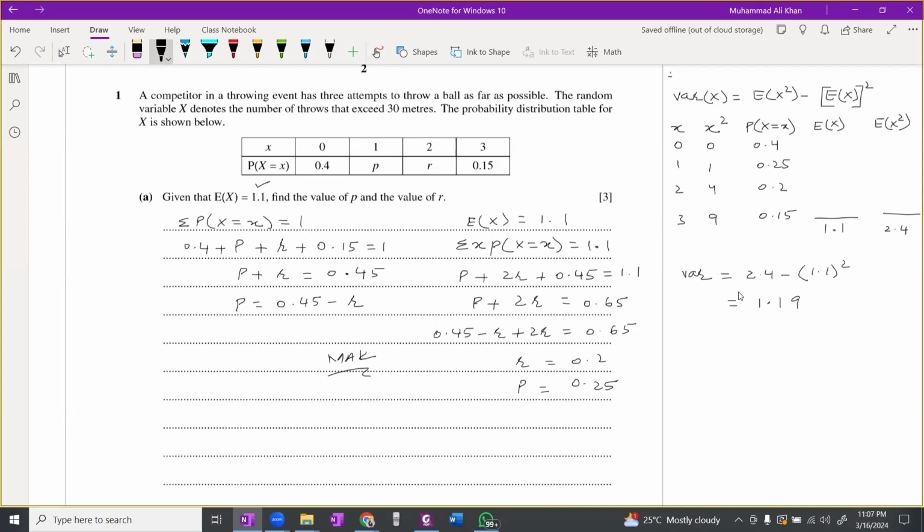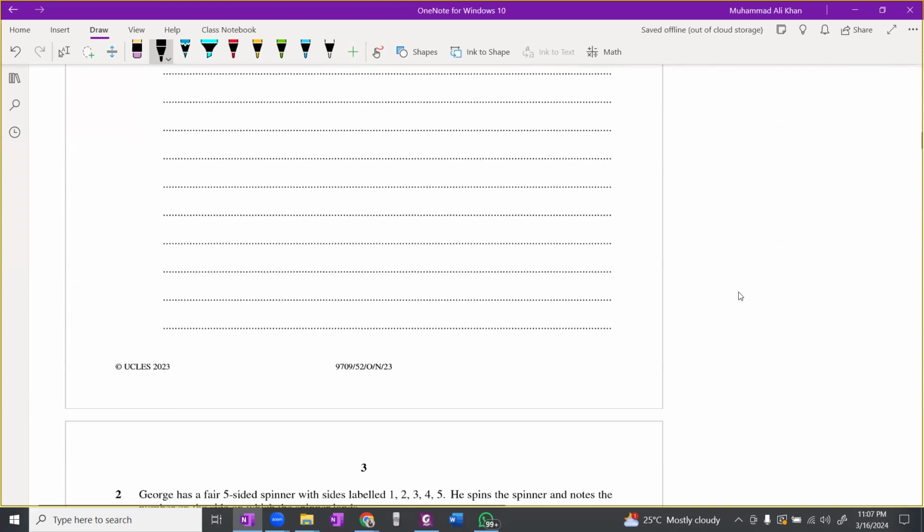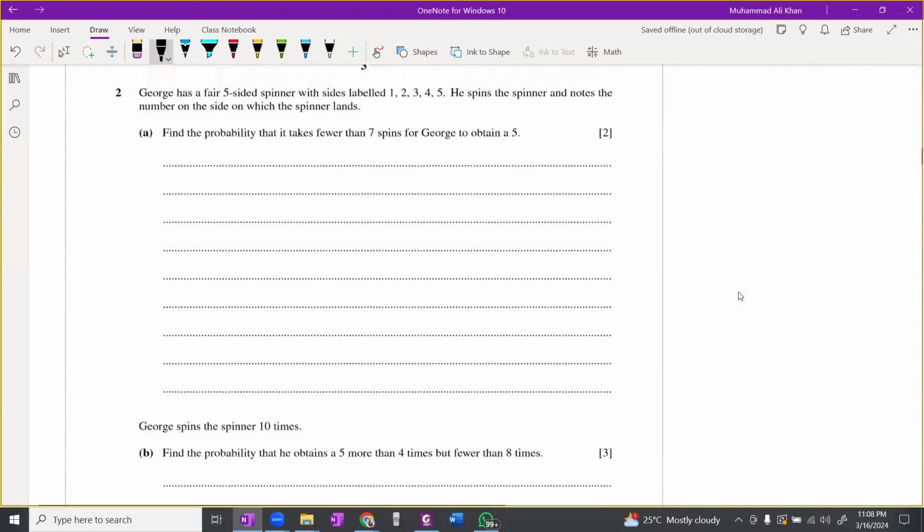Now, what do we have in the next question? The next question is here. George has a fair five-sided spinner, with sides labeled 1, 2, 3, 4, 5. He spins the spinner and notes the number on the side on which the spinner lands. Find the probability that it takes fewer than 7 spins for George to obtain a 5.